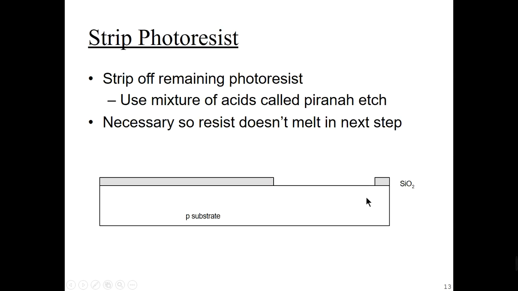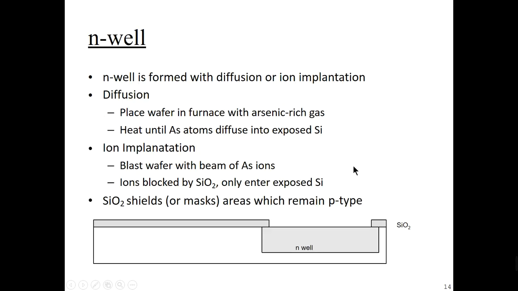Coming to the strip of photoresist. As we discussed previously, any excess photoresist layer should be removed. That is the strip of remaining photoresist, necessary so the resist does not melt in the next step. Coming to the N-well, here we are using the N-well process, that's why we have to create one N-well here.